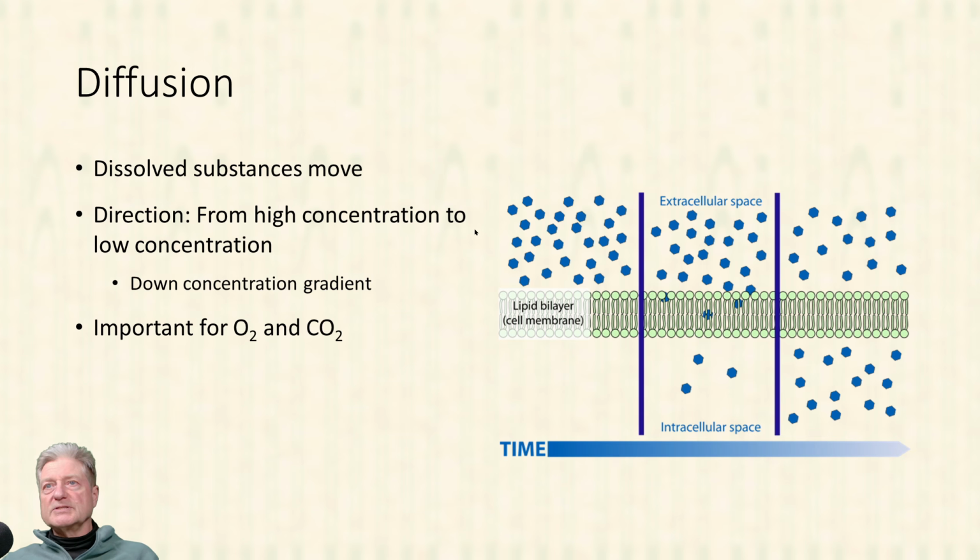All right, so here's diffusion. Dissolved substances move from high concentration to low concentration, down the concentration gradient. So high to low. High to low. Okay, and it's down a gradient.